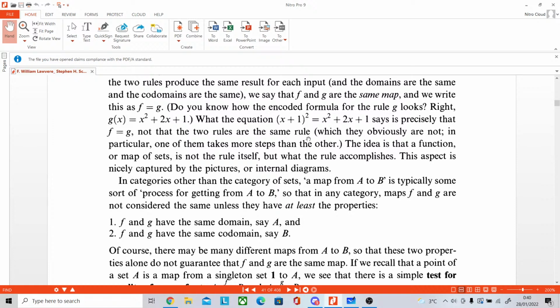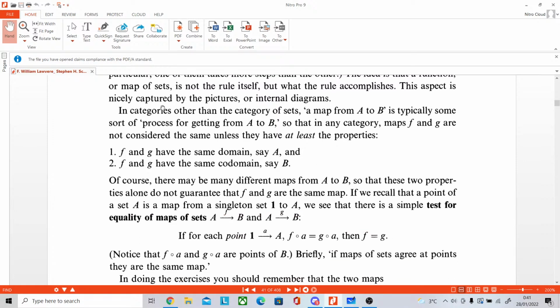That the two rules are the same rule, which they obviously are not. In particular, one of them takes more steps than the other. The idea is that the function or map of sets is not the rule itself, but what the rule accomplishes. Yep, makes sense. This aspect is nicely captured by the pictures or internal diagrams.